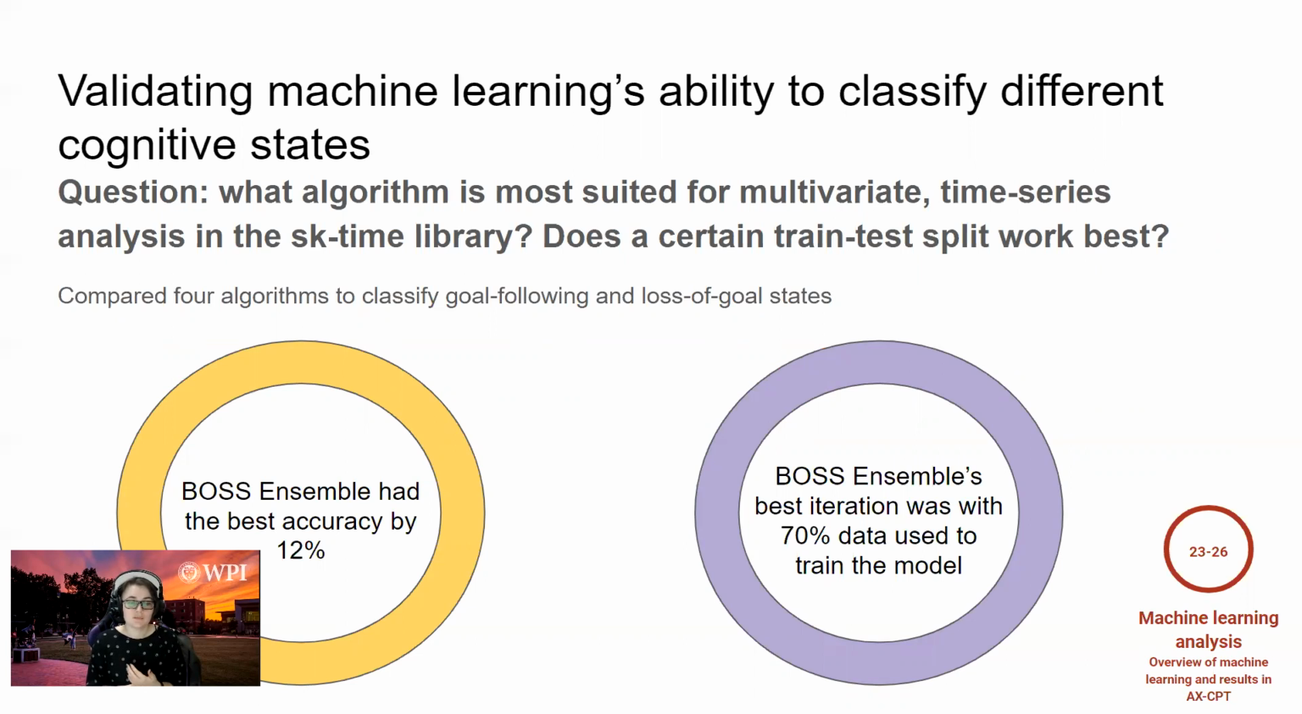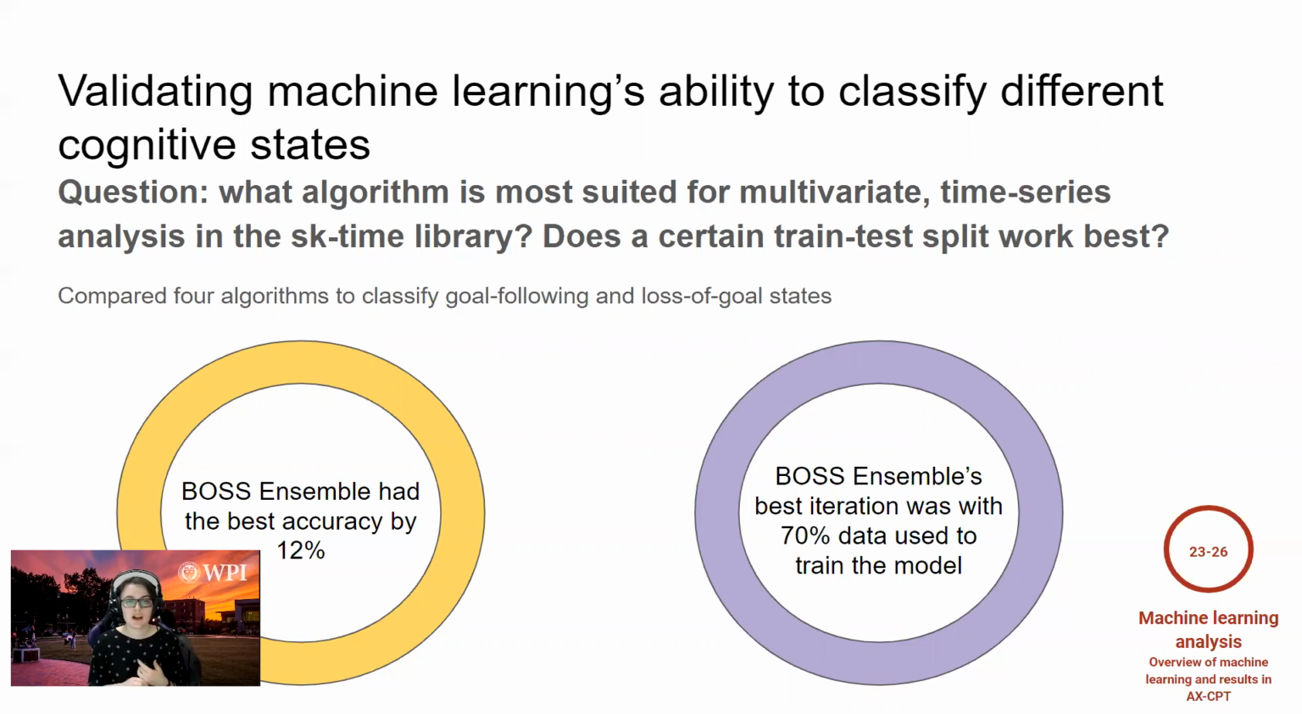So what algorithm is most suited for multivariate time series analysis from the sktime library, which is a Python library for machine learning? And does a certain train test split work best? A train test split is how much of the data is used to train the model and how much of it is used to test the accuracy of the model.